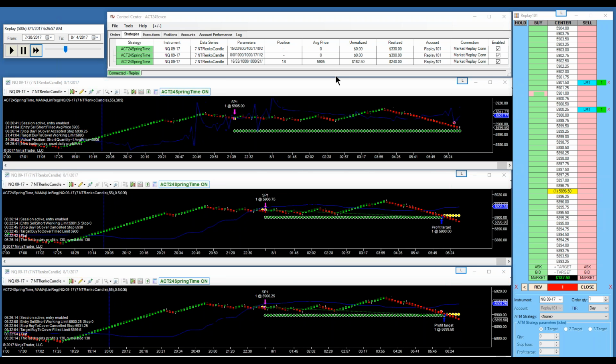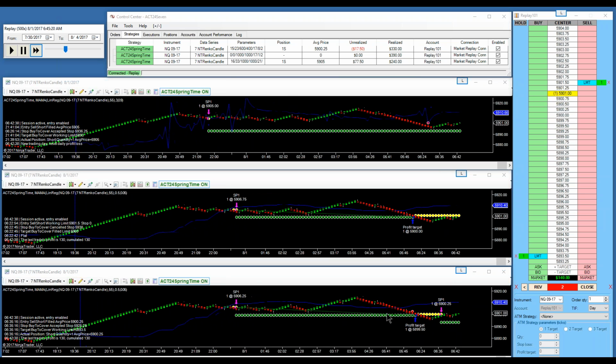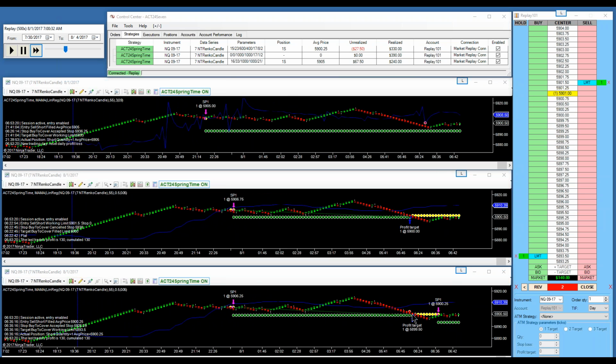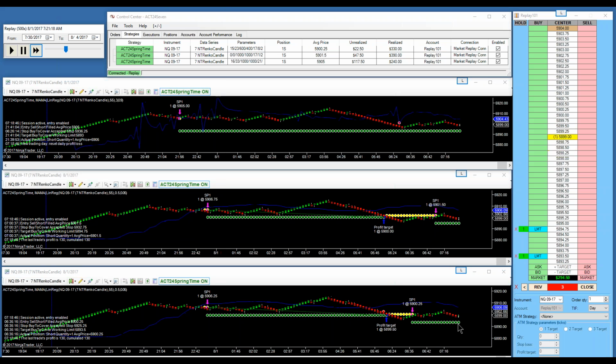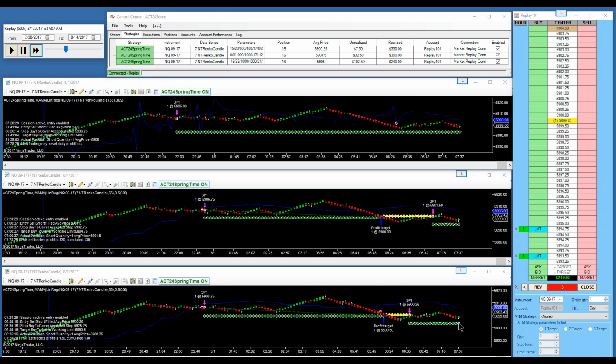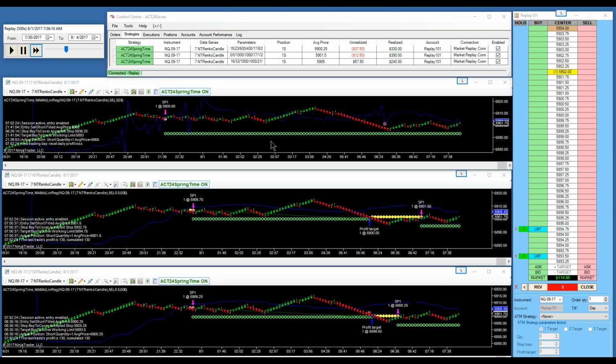Order pending. Okay. Order pending. You've hit this one. You have full target here. Order pending. And it's back in to go short again. It's trying to go for another one. Another win. On both trades, the same thing has happened.